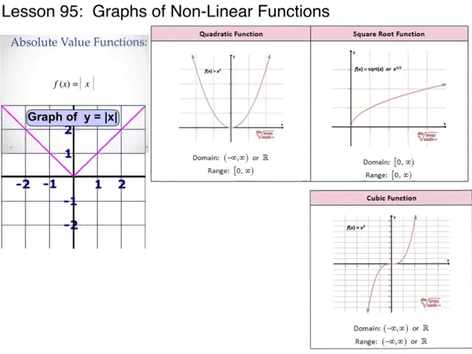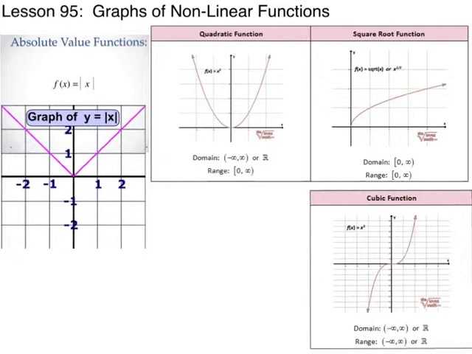This is lesson 95 in Saxon's 3rd edition Algebra 1 book, and this lesson is about graphs of nonlinear functions. Now we've been dealing with graphing lines and finding the slope of a line and that kind of thing. When you have a line, that is a linear function. That's what that means. Linear means line. Nonlinear means exactly what it says. It is not a line.